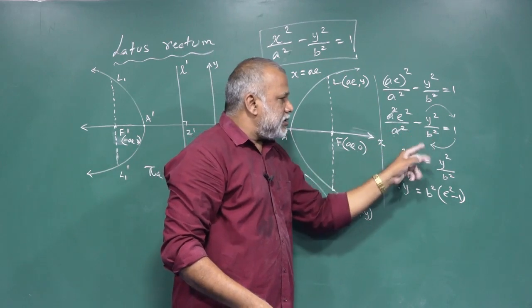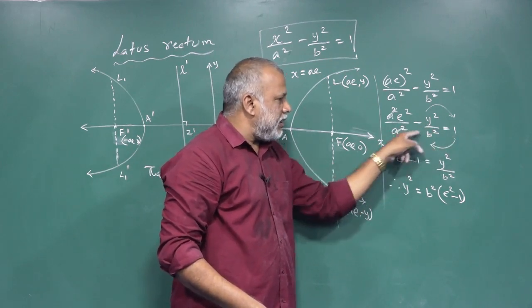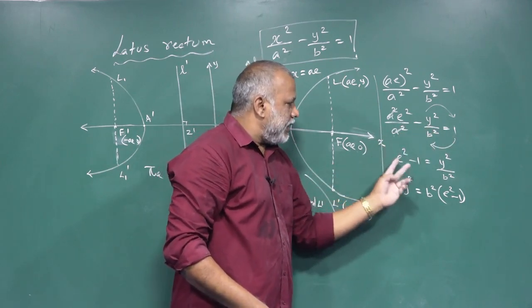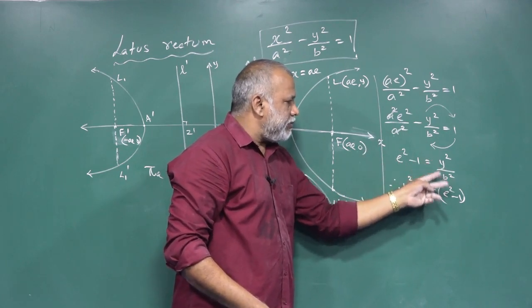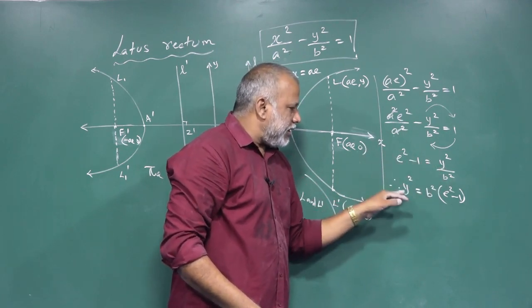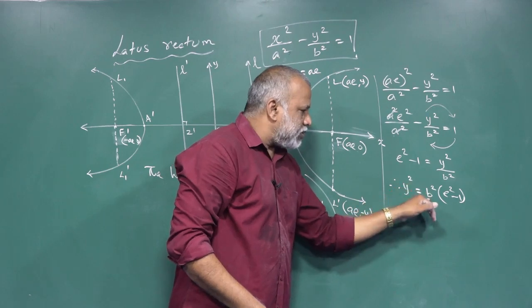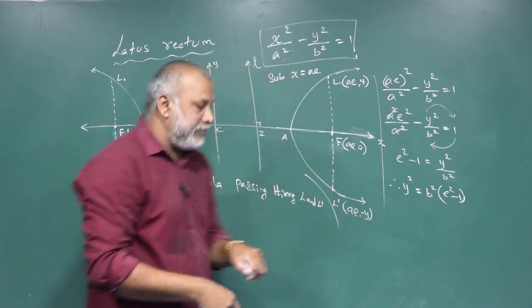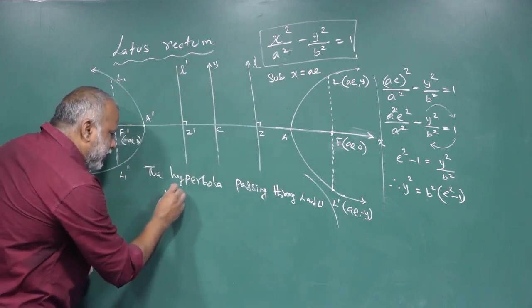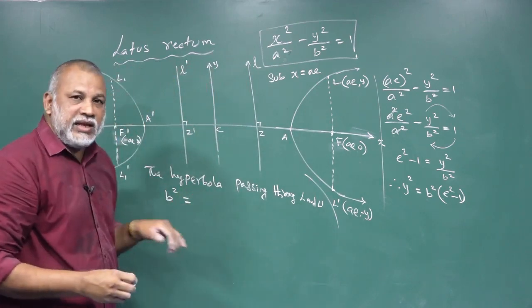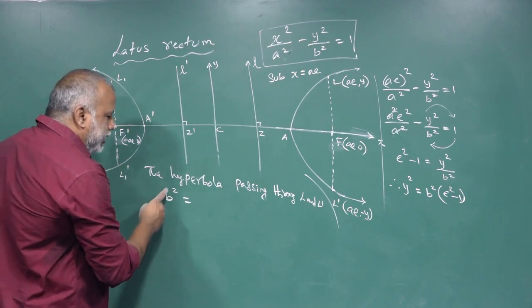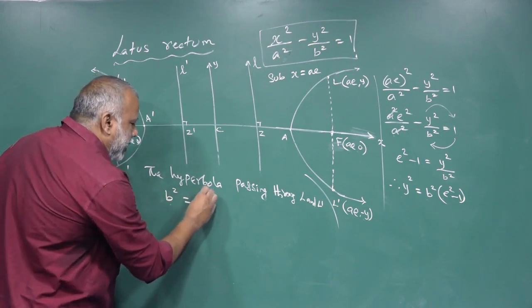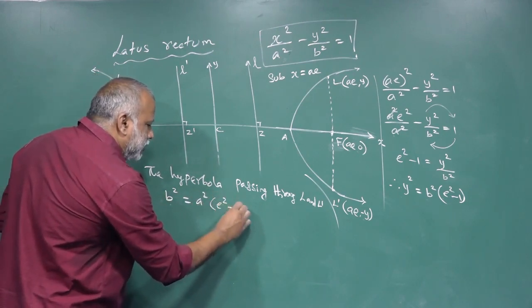Then interchanging these two, this y squared goes to the other side, and 1 comes to the other side. e squared minus 1 equals y squared by b squared. Just cross multiplying, I can say y squared equals b squared of (e squared minus 1). Just now I am explaining what the value of b squared is. In the standard equation we derived that b squared equals a squared of (e squared minus 1).